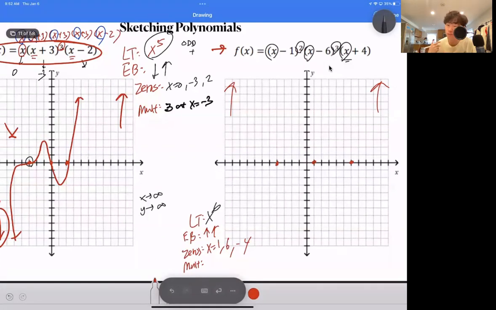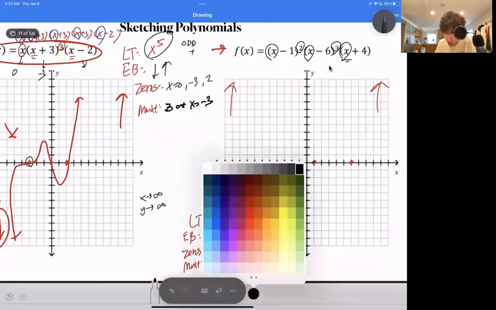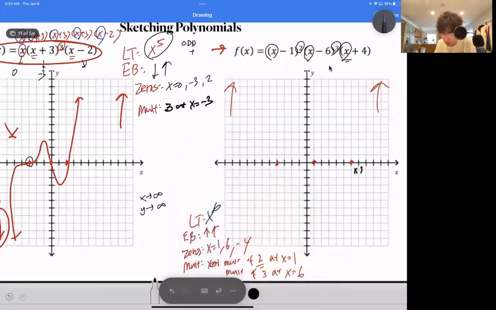Multiplicity, do I have them? Absolutely. I have a multiplicity of 2 at x equals 1. It happens twice at x equals 1. It has a multiplicity of 3 at x equals 6. That's what I would say. And so I am going to plot them, but I'm going to emphasize the fact that this right here is multiplicity of 3, and this is multiplicity of 2. So I know it has to bounce, and the other has to go through with a little squiggly.